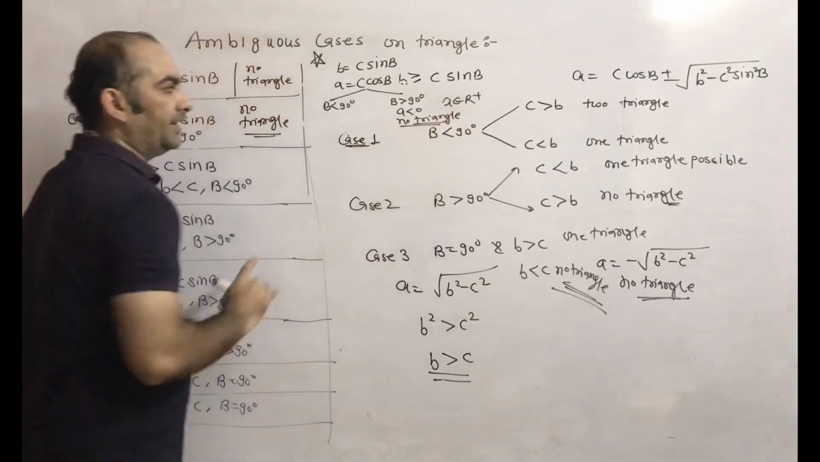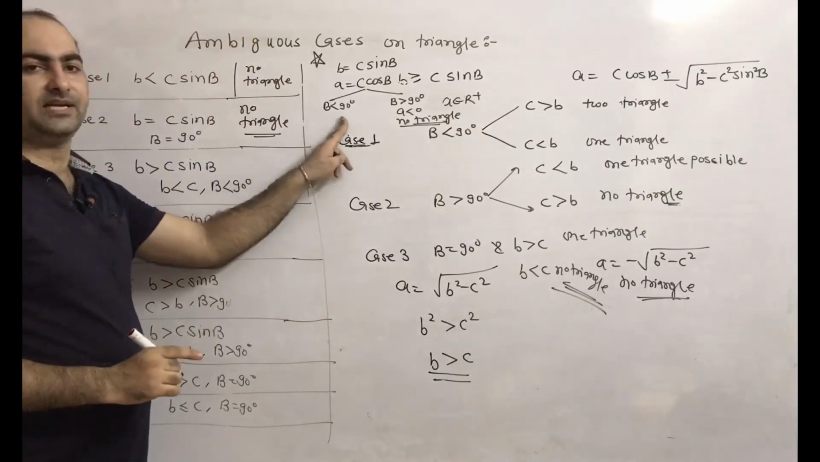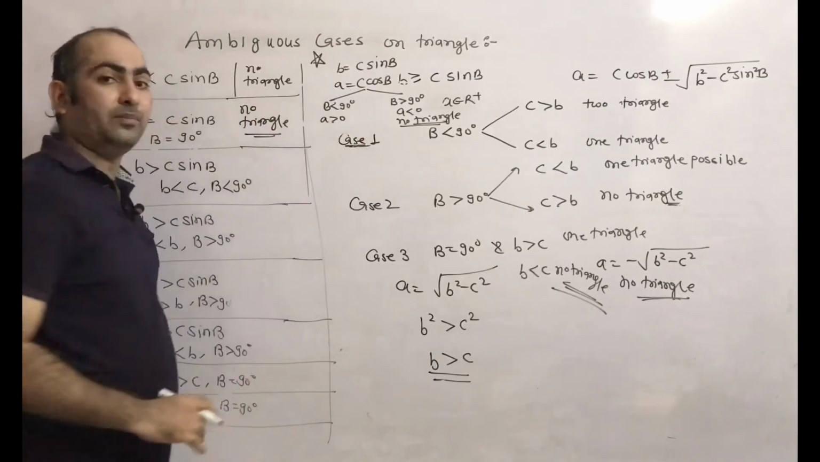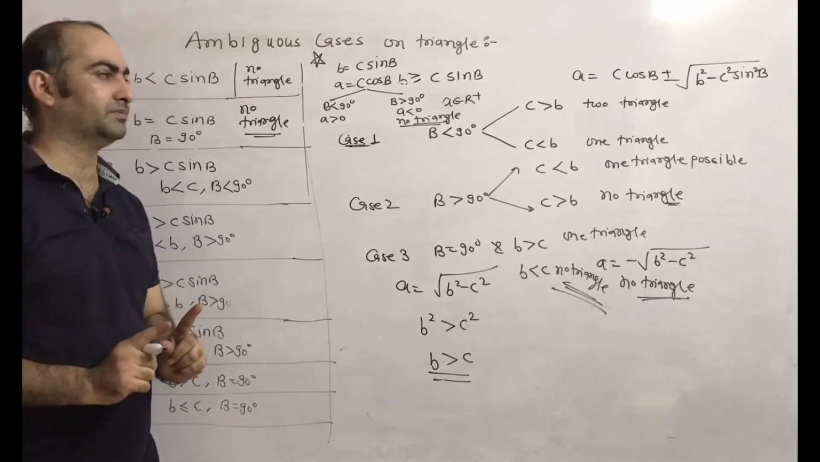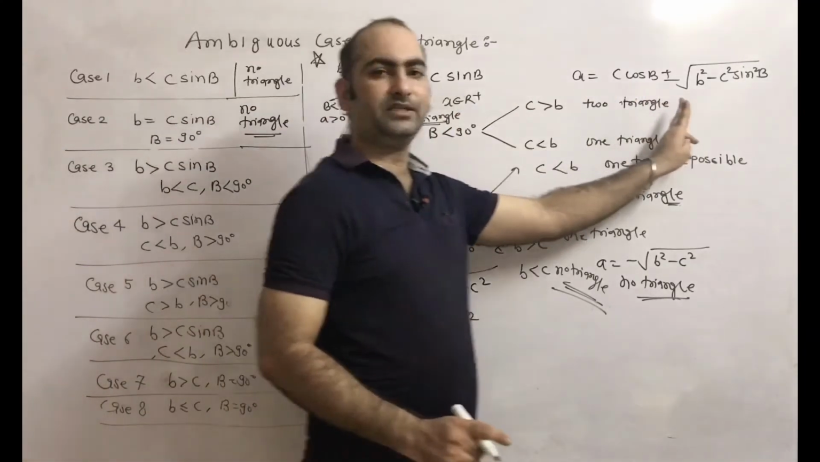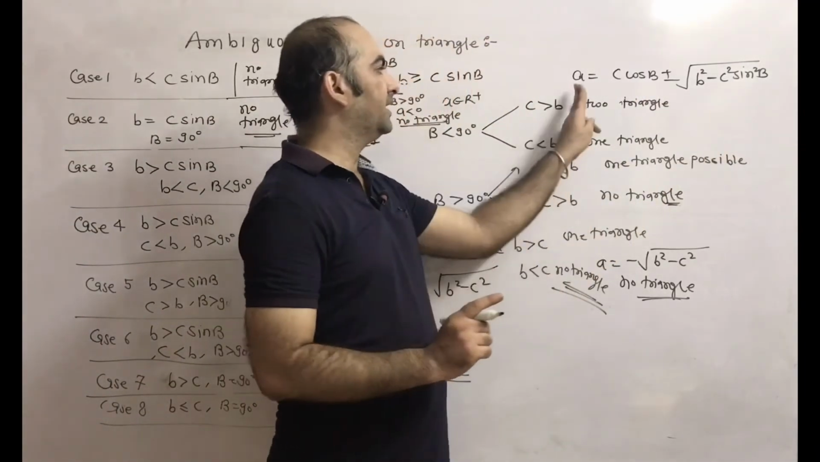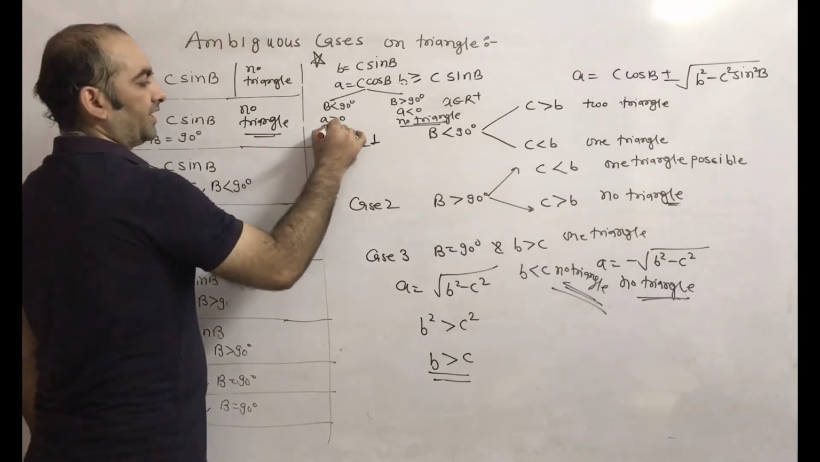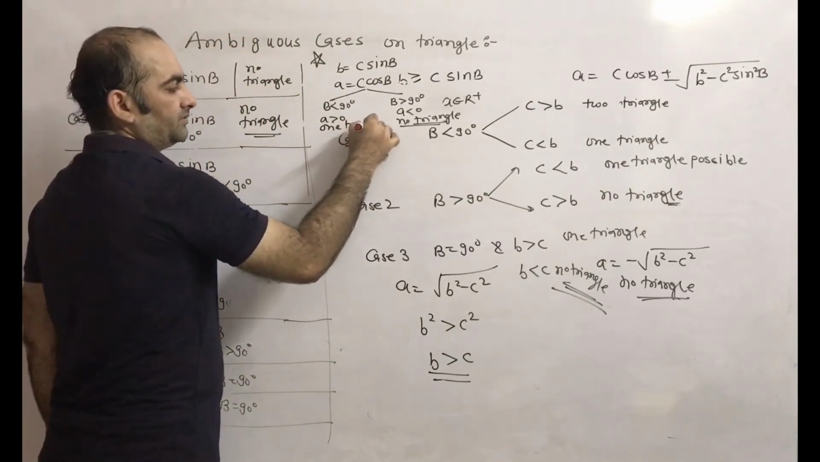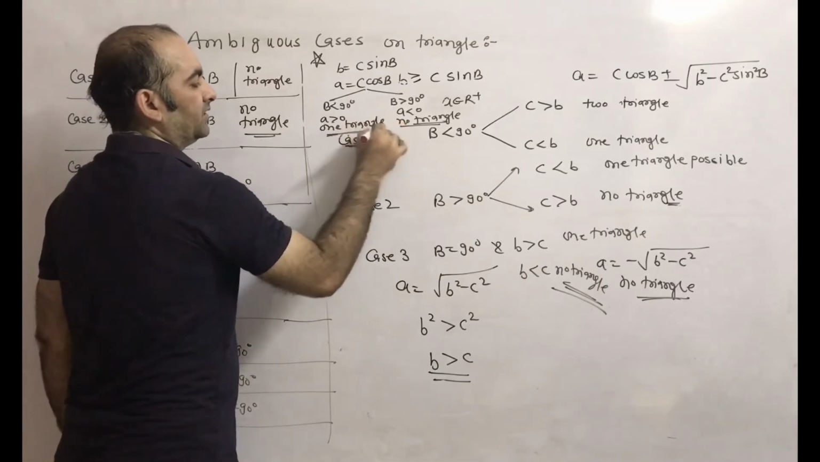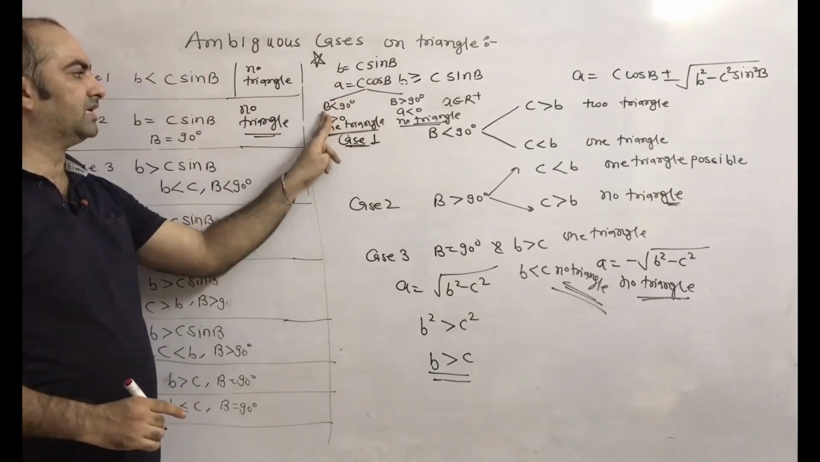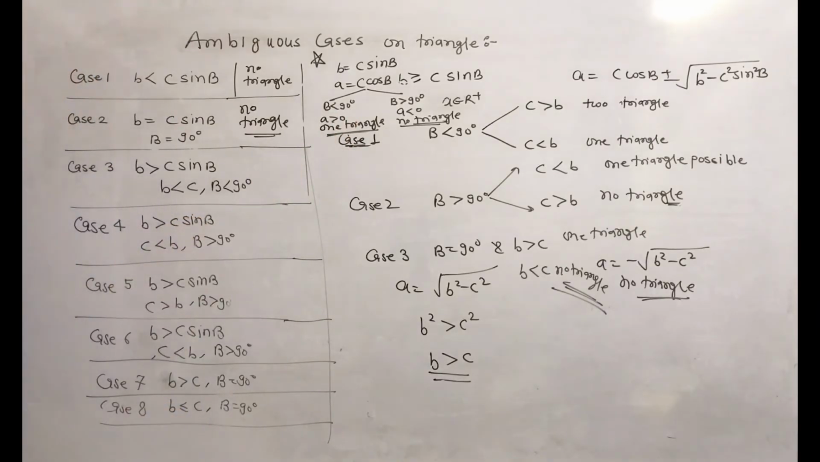Okay, and if B is less than 90 degrees, that means a is positive. So a is greater than 0. How many values of a possible? Only 1 value, because if this is 0, that means only one root, that means a equal to c cos B. So in this case, how many triangles possible? Only one triangle. This you remember separately. Only one triangle possible if b equal to c sin B and B is less than 90 degrees.